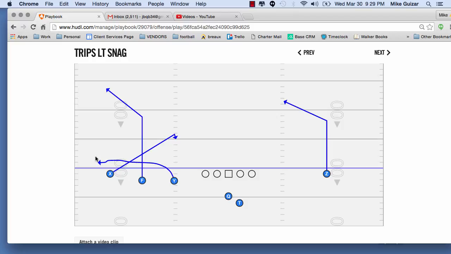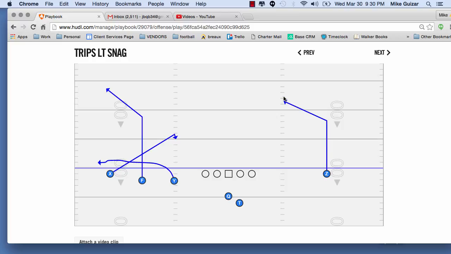You want to run man-to-man with the F? Okay, we'll throw the snag. You want to sit inside on the snag? Okay, we'll throw the flat or the flag to the F. For now, no matter what, on snag, Z will run a post.